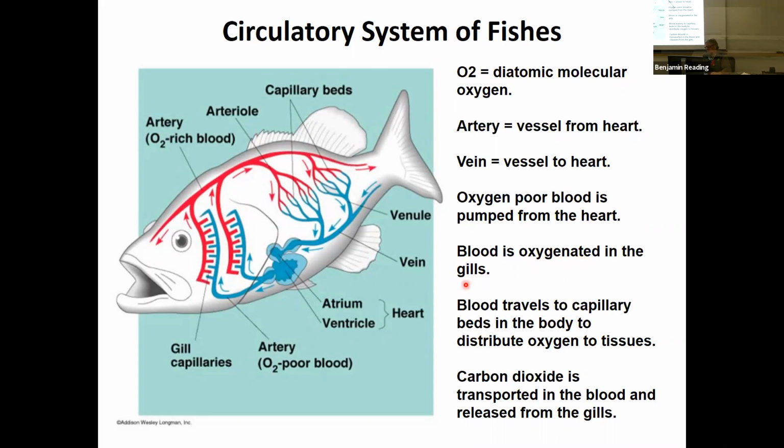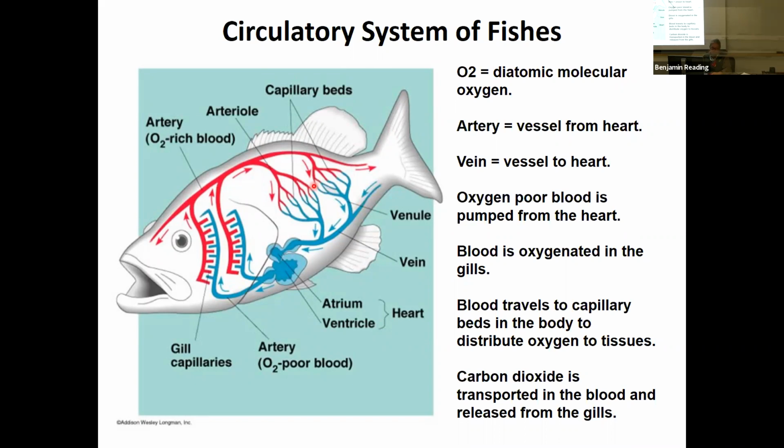Blood is then oxygenated at these structures, and then it passes into capillary beds. And these capillary beds then provide oxygen. They distribute it really to tissues. Oftentimes when you see models like this, it's showing just generalized distribution of the blood, but it goes to, you know, the muscle of the fillet.